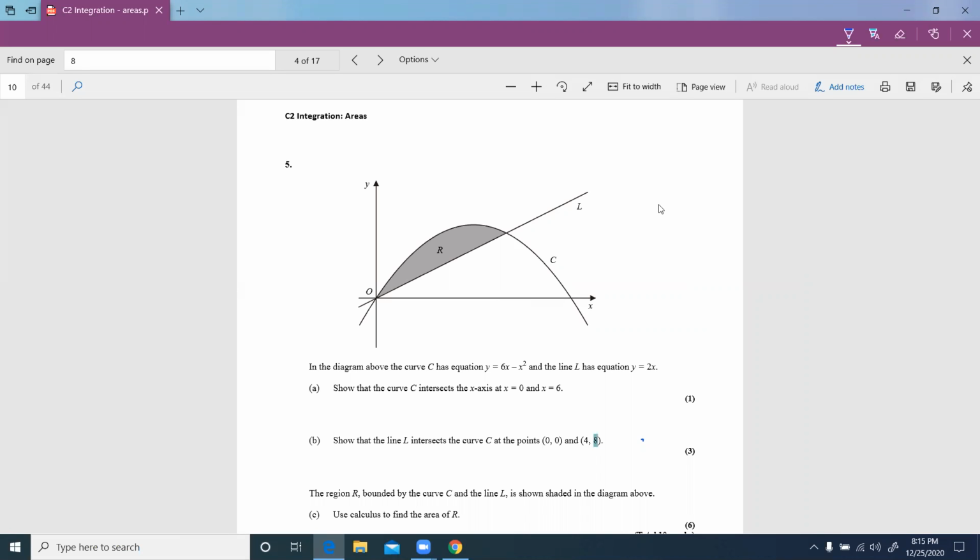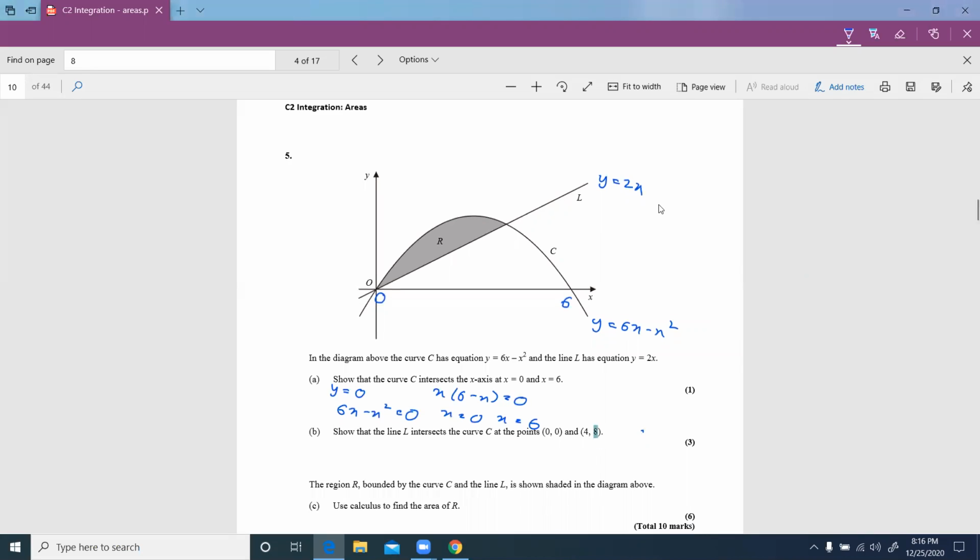So clearly, we need to understand these two equations. That's a straight line, y equals 2x, and this is a curve, y equals 6x minus x squared. Initially, show that the curve C intersects the x-axis at 0 and 6. Meeting the x-axis means the y coordinate equals 0. So simply you can say 6x minus x squared equals 0. If you take x out, x times 6 minus x equals 0. So x equals 0 and x equals 6. So this coordinate is 0 and here the coordinate is 6.